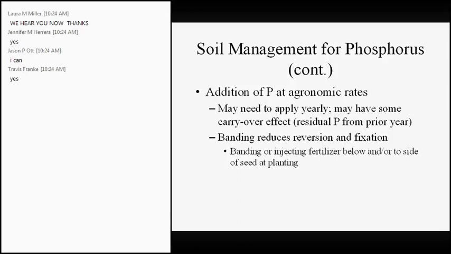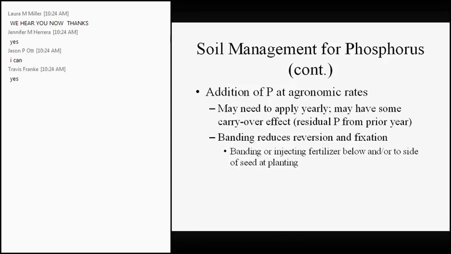Banding the source of nutrients can actually reduce the potential for reversion and fixation, or string it out for a longer period of time. So what is banding? Banding is dropping or injecting fertilizer below or to the side of the seed when you're planting. Some people have also put it with the seed. We normally don't recommend that you put very much with the seed. You can put all the nutrient down that you need if you're banding or injecting it to the side of the seed or below the seed.